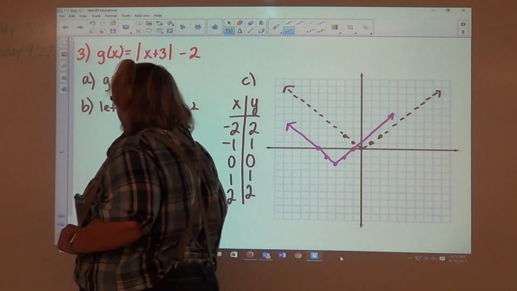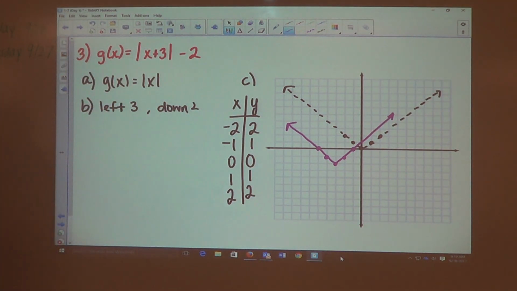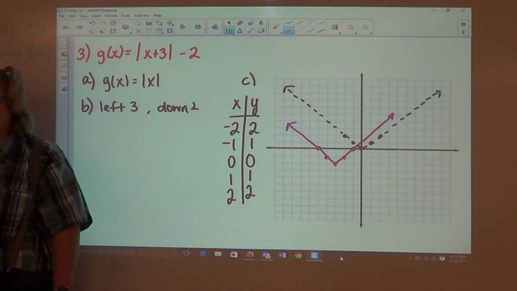Good? Yeah. Okay. I'm going to do one more because they wanted to see a square root.